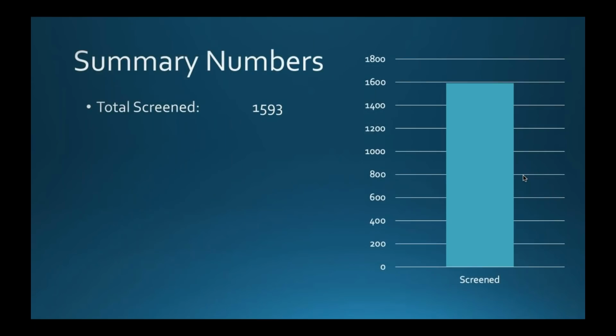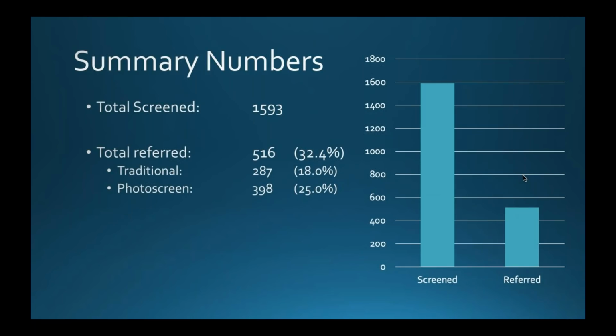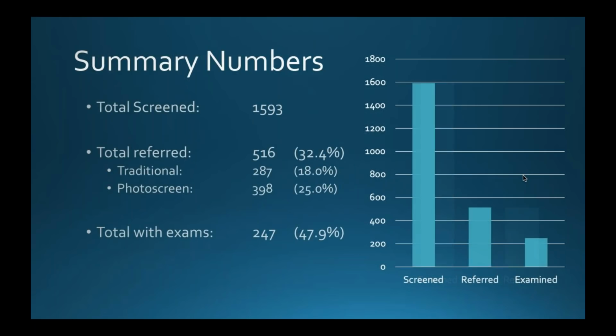So when we looked at the children at these schools in Virginia, we screened just under 1,600 children. And of those, we referred 32.4%. Of those children, it was about 18% by the traditional method, and 25% by the photo screening method. And when we tried to do the exams in school, just under 50% of the children who were referred did get a complete eye examination, which is pretty good for a study like this.